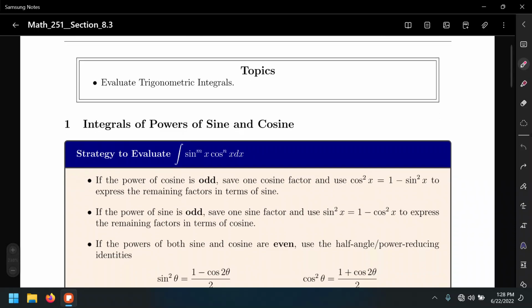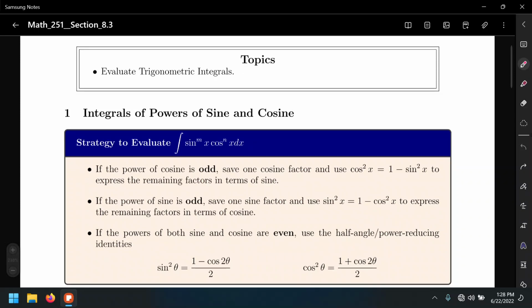For this section, I have split it into 3 or 4 different topics. I can't remember the number exactly at this point. The first one deals with powers of sine and cosine. Whenever we have an odd power of cosine, what we need to do is save one cosine factor, use the Pythagorean identity, and express the remaining factors in terms of sine. That's the first thing we do.